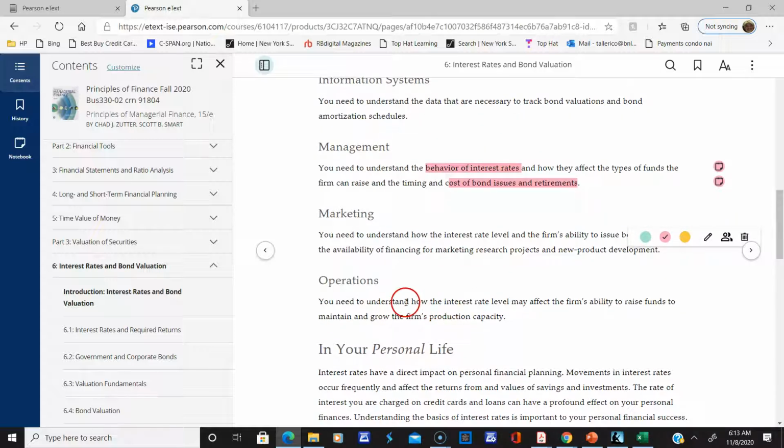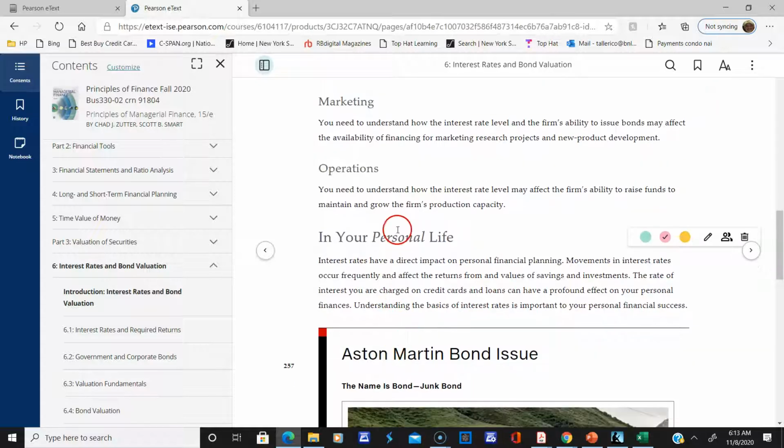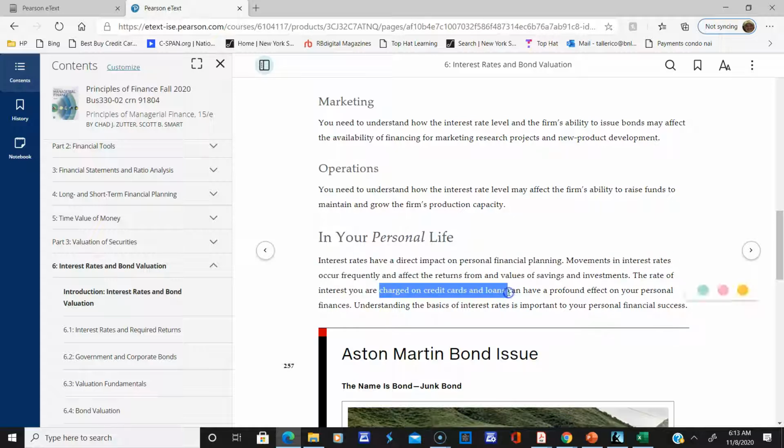And you can see here how the interest rate level may affect the firm's ability to raise funds to maintain and grow the firm's production capacity. And we're going to talk about it in your personal life here, again, personal finance, how bonds and interest rates affect you, most likely with regard to mortgages and credit cards, maybe car loans, I assume too, right? You don't want to pay high interest rates, right?